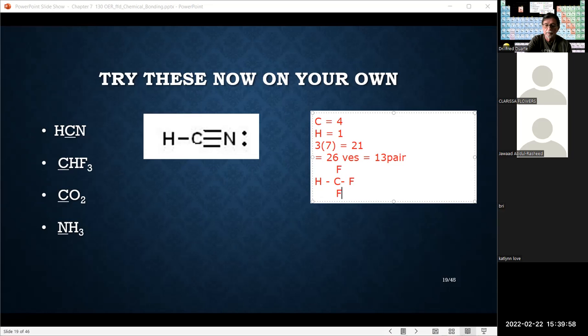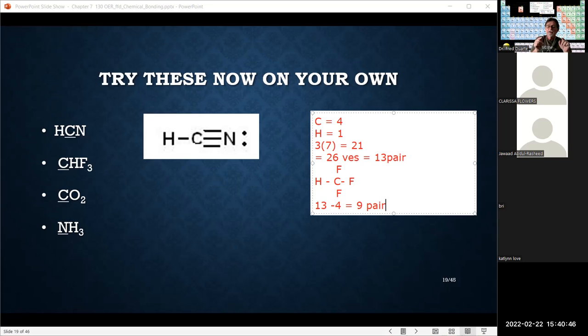And that takes care of 4 pairs. So 13 minus 4 gives me what I have left over to work with: 9 pairs, right? Think about this for a second. I have 9 pairs of electrons to work with. Hydrogen is happy, it's got the 1 in there. If you count the number of electrons around carbon, the way it's situated, it has 8. So carbon is good. But the fluorines only have 1 bond each to the carbon.